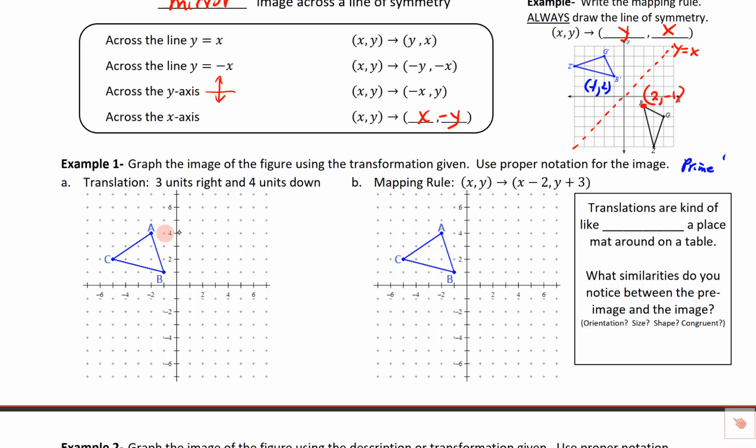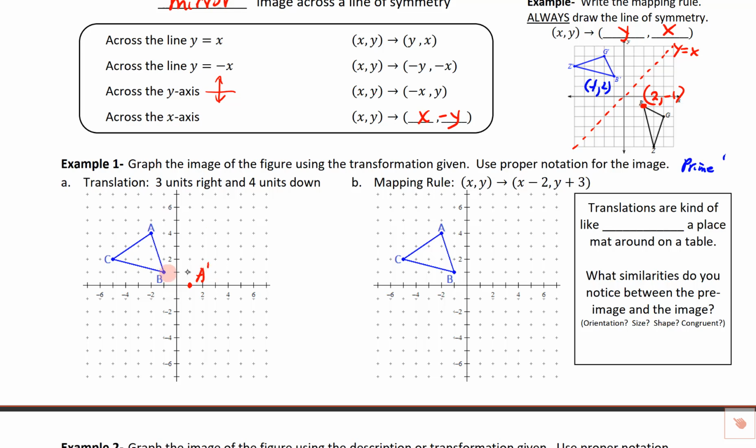So remember, to count spaces, don't count dots. Don't start counting 1, 2, 3. We're going to go 1, 2, 3, and then we're going to go down 4 units. 1, 2, 3, 4. So I'm going to put a dot right there, and I'm going to label that as A prime.